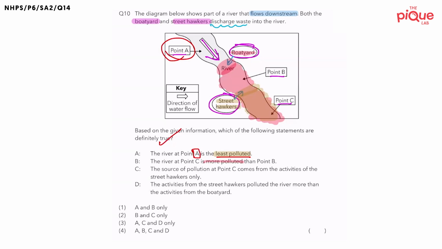In fact, it's not even polluted by the boatyard and street hawkers at all. Okay, so we can put a tick for statement A. Then next, we can look at statement B, whose focus is on river at point C first.